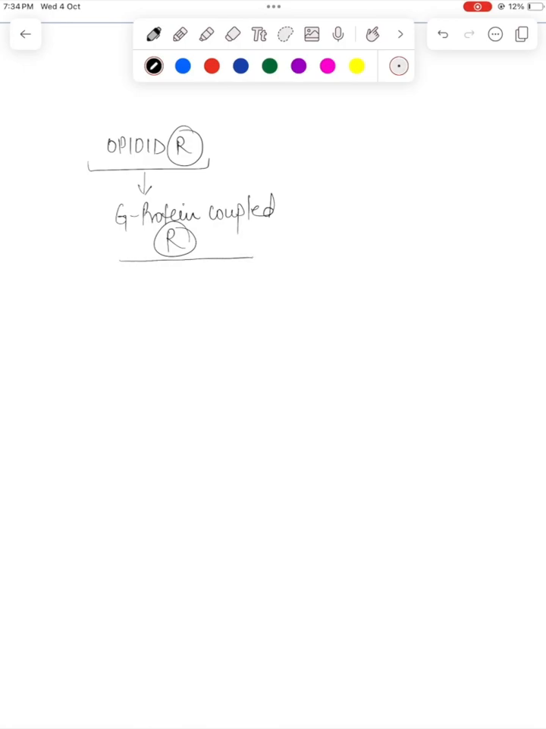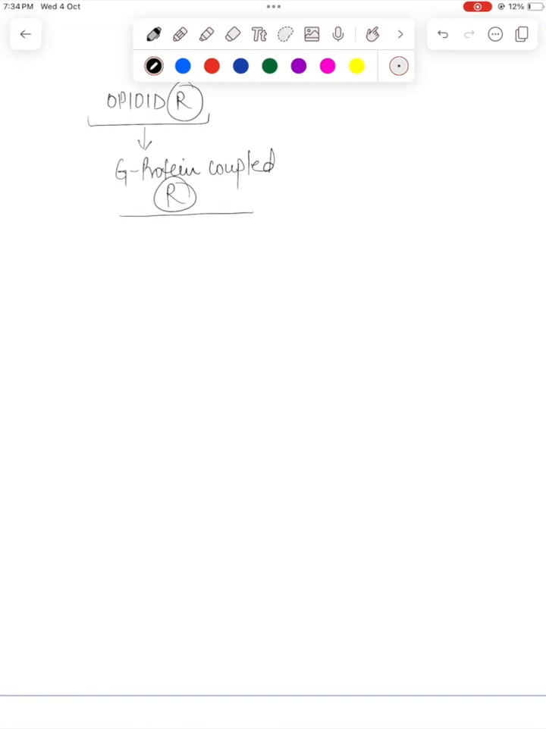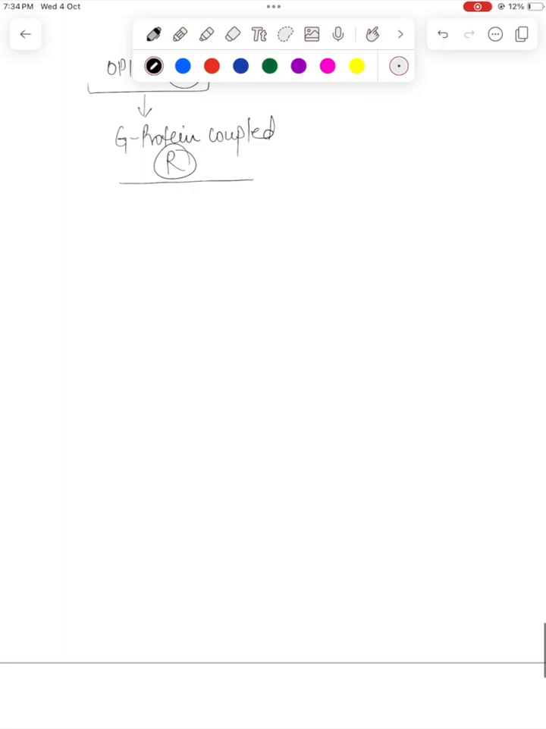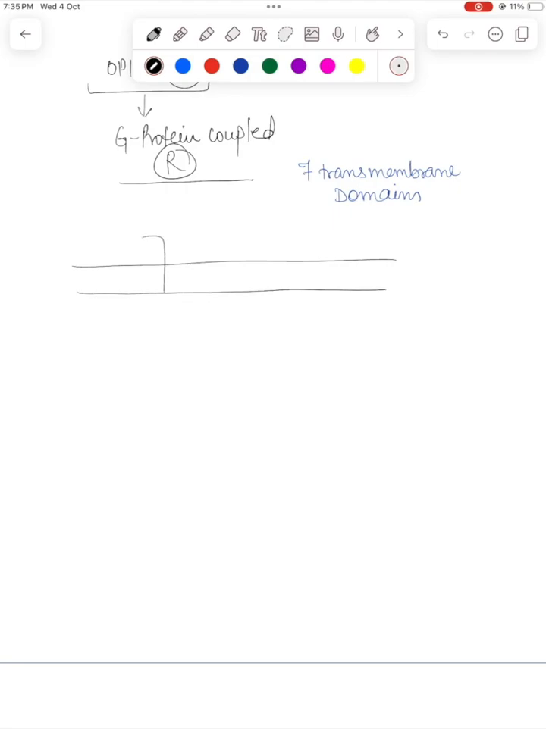We have talked about these receptors in previous lectures as well, but just to reiterate and review, G protein coupled receptors are special receptors that have 7 transmembrane serpentine looking domains. For example, if this is your lipid phospholipid bilayer, then it would look something like this. A G protein coupled receptor.